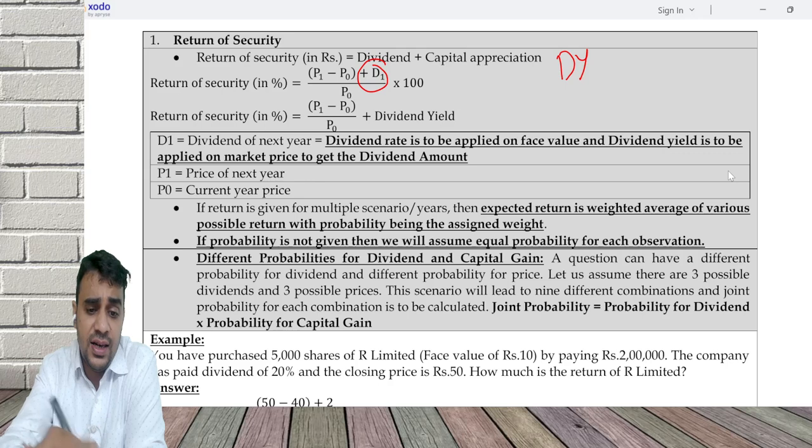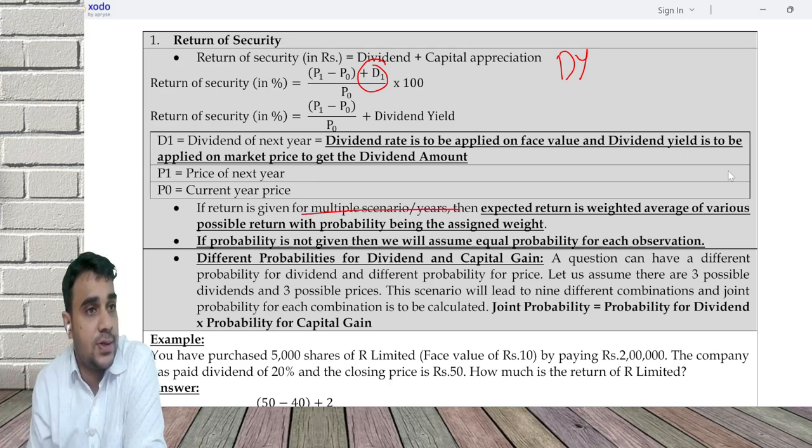If the return is given for multiple scenarios or years, we are first trying to calculate how to compute return. So the first formula is P1 minus P0 divided by P0 plus D1, into 100. Assume I have return for multiple years. What is the final return? Simple average of this. If probability is there, weighted average, multiplied with the probability.